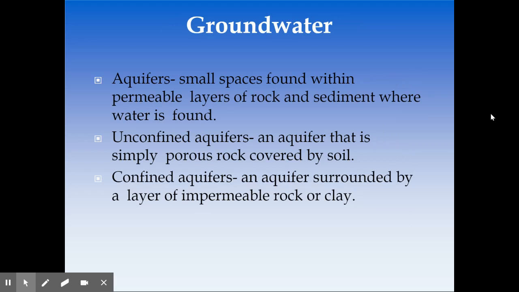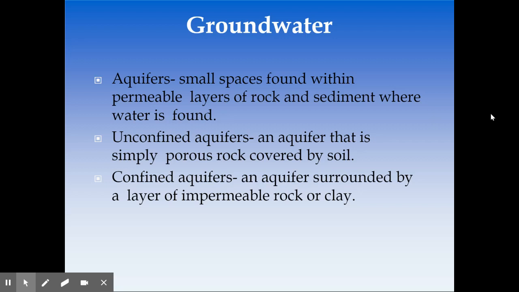So specifically looking at aquifers and groundwater, we need to know that an aquifer is a small space found within permeable layers of rock. Permeable meaning that it allows water through them, and sediment where water is going to be found. There are two types of aquifers that I would like us to be familiar with. The first is what's called an unconfined aquifer. That's going to be an aquifer that is simply porous rock covered by soil.